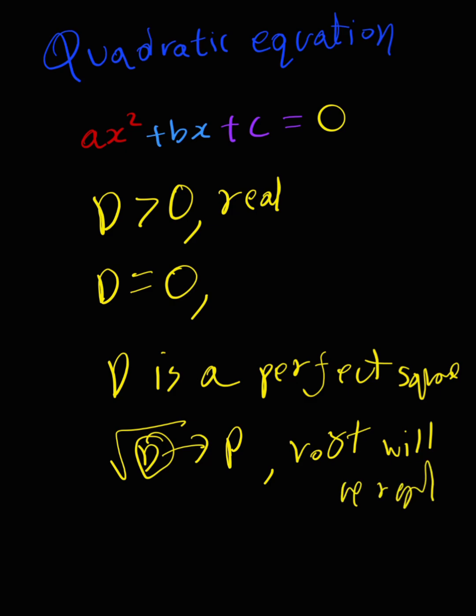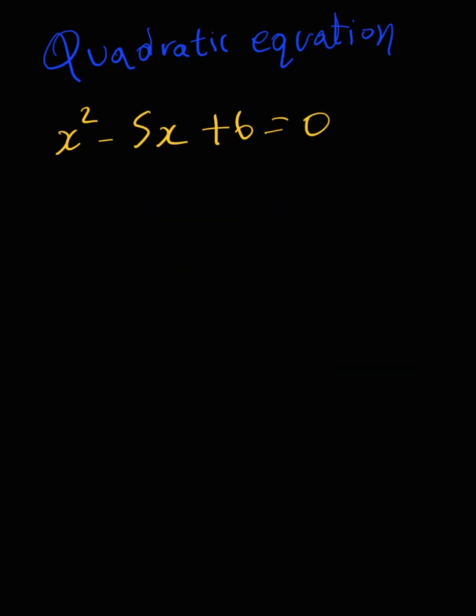Okay, it will be real. Now take a look at this. If I ask you what is the nature of the roots, meaning how is the discriminant behaving, how will we solve this? We know the value, right? We had just recently done this question.